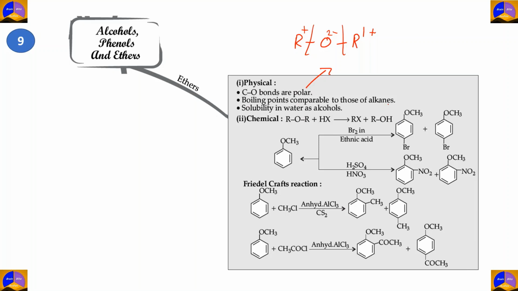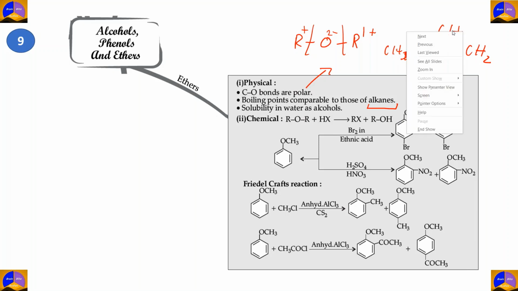Boiling points of ethers are comparable to those of alkanes. So if we have CH3OCH3, the boiling point of this would be comparable to C2H6. That's the meaning behind boiling points being comparable to those of alkanes.